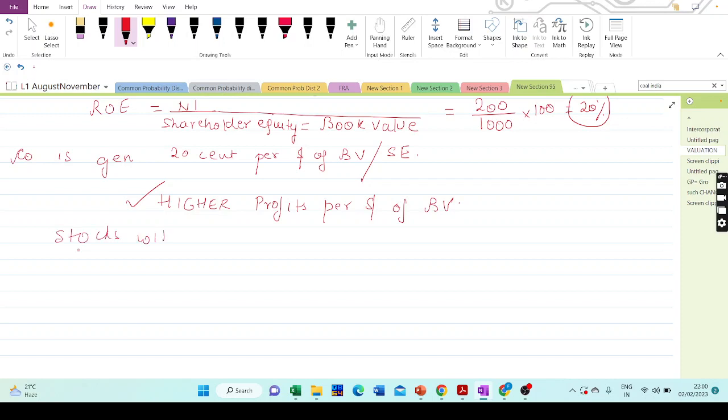So please understand, stocks with high PB ratios have higher ROE, right?